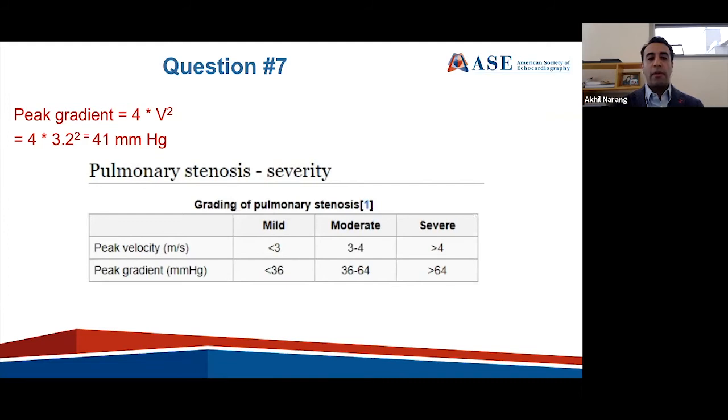And below is a table of the severity of pulmonic stenosis according to the peak velocity and peak gradient. The difference with this is we're using peak gradient for pulmonic stenosis as opposed to mean gradient for aortic stenosis. So make sure you pay attention to this. Sometimes you might be just given the peak gradient and have to assign a category of severity based on this.